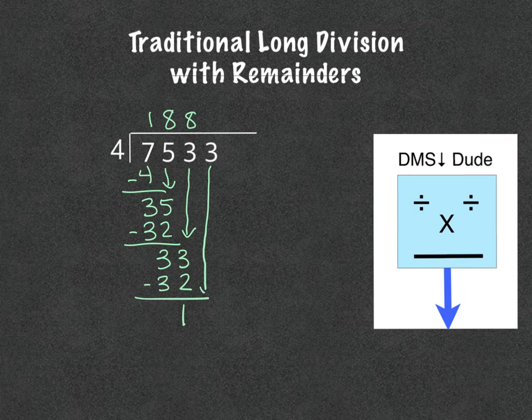I'm going to bring down my 3. Can 4 go into 13? Yep, it goes in 3 times. 3 times 4 is 12. And I subtract and I get 1. So my remainder is 1. 1,883 with a remainder of 1.